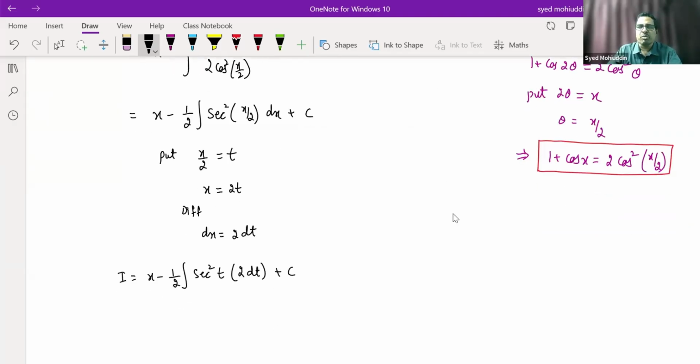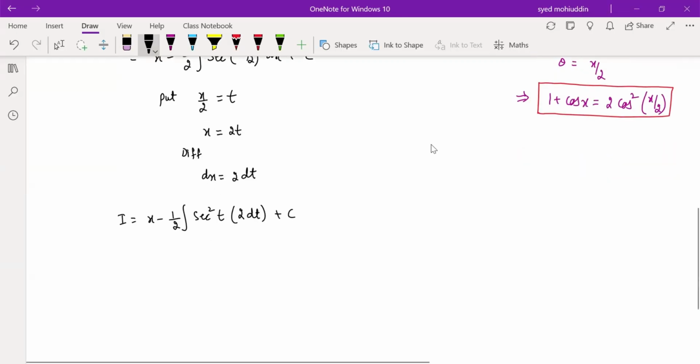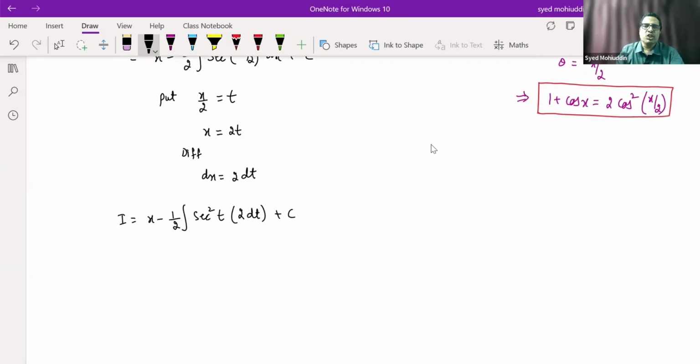Is this step clear till here? Any questions so far? Yes, Amal, any questions so far? No, sir, no, sir.